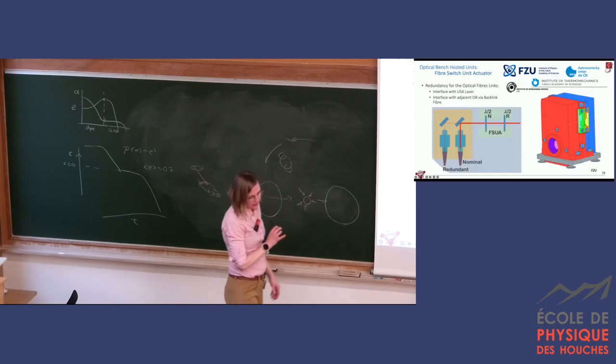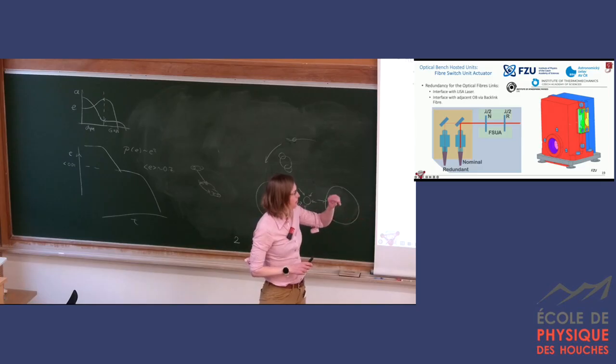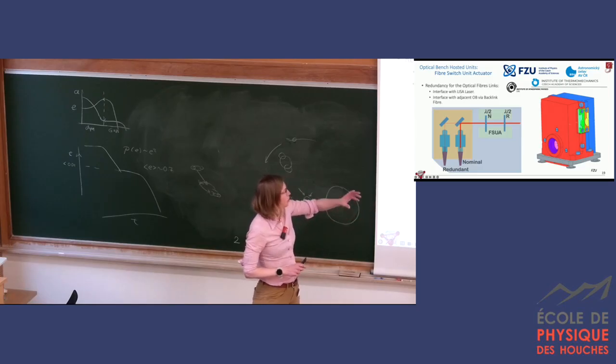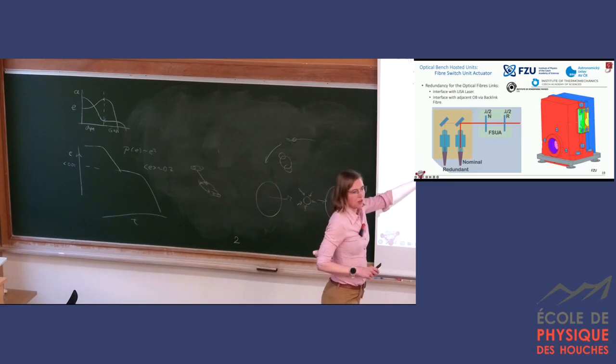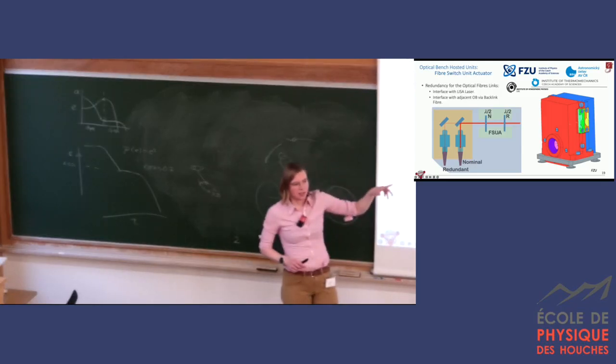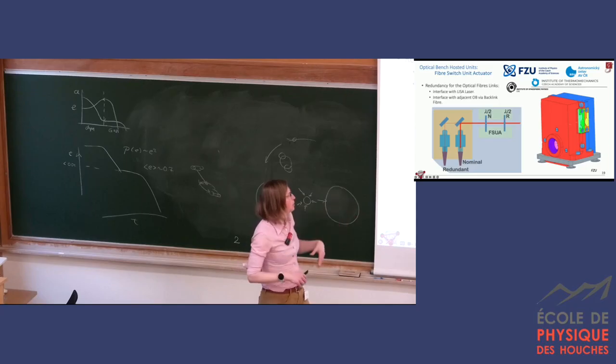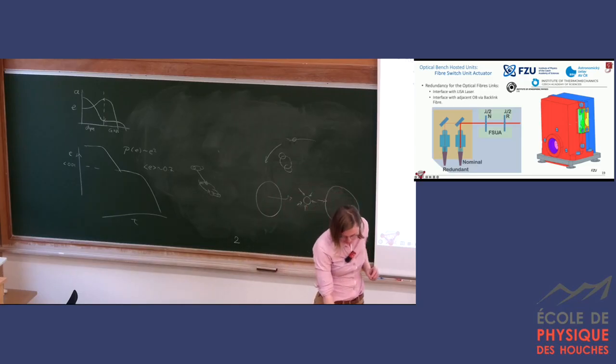Now for the redundancy, we have also those fiber switch units. Those are two wave plates, as I mentioned, and they rotate to allow to accept or send light to respective optical fibers, either with an interface with a laser or interface between two optical benches. This is being developed and provided by Czechia.